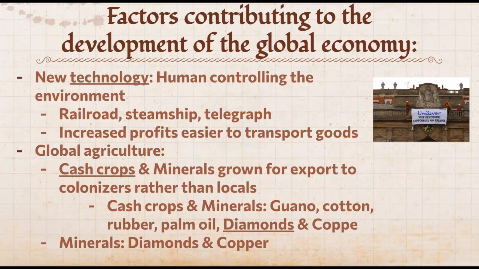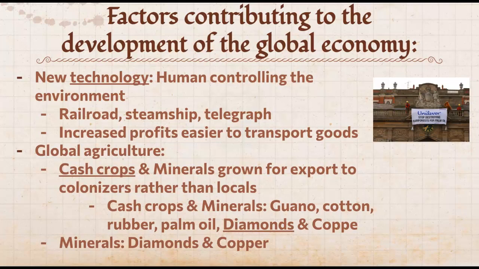Next is going to be global agriculture. A really big factor is going to be cash crops and minerals that are grown in these areas in Africa, Asia, and the Americas. They are going to be grown for export, which means to take out of a country, to trade outside of the country, to colonizers rather than locals.